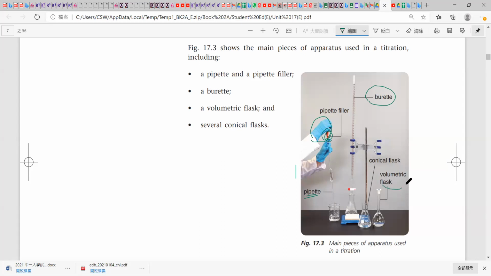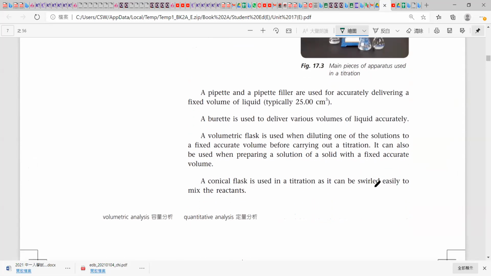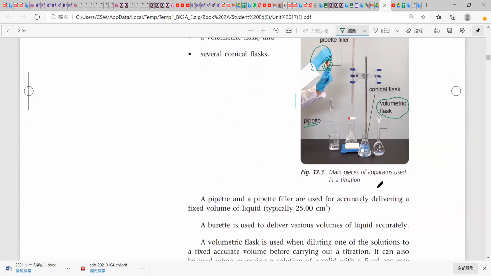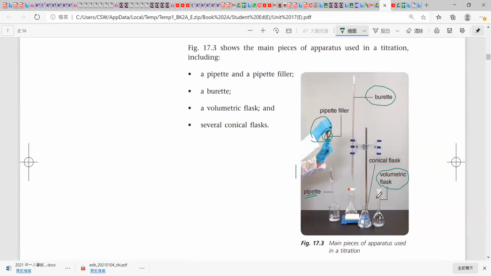We have got a flask which is used to prepare a standard solution. We call it volumetric flask. Volumetric flask. Okay, volumetric flask. So this is something new apparatus that you may know.